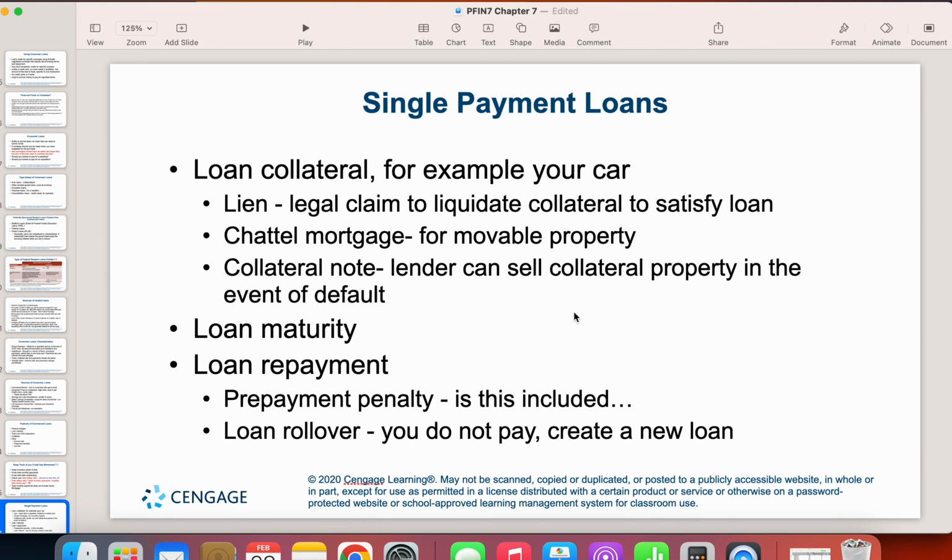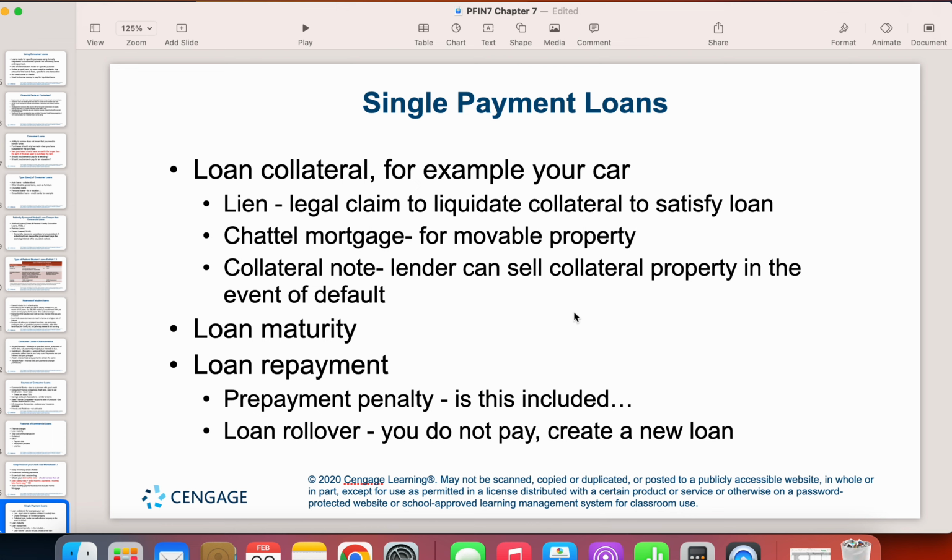All right. So single payment loans. These would be any loan for which there is a single payment that's being made on collateral. And essentially, in legal terms, there is what's called a lien that's created when the single payment loan is created. And that lien is the legal claim to liquidate collateral to satisfy the loan in the event of a default.